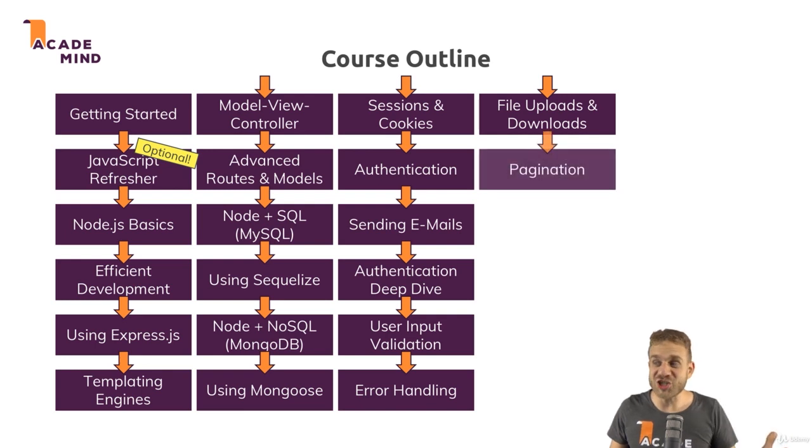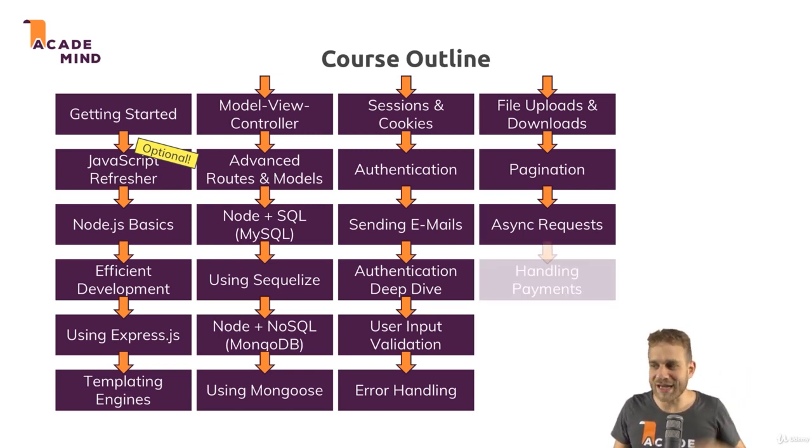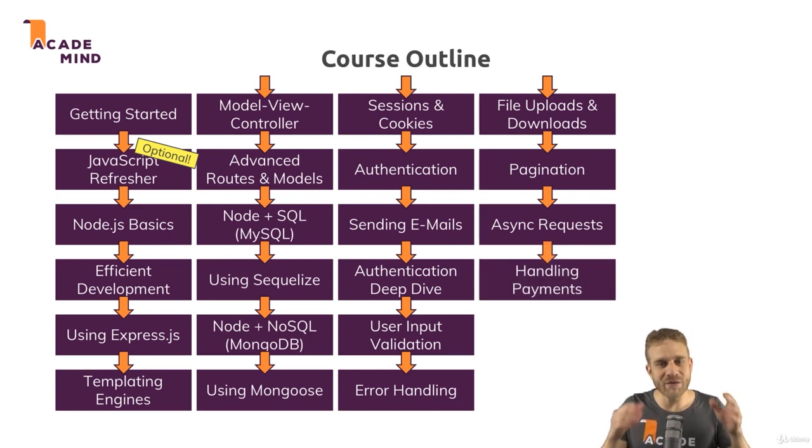We'll then have a look at pagination, so how we can return our data in chunks instead of all the data at once, which is not ideal for your bandwidth. We'll thereafter have a look at async requests, and I'll explain what that is and how we can handle it with Node.js. And we'll then dive into payments. How can we accept payments through a service called Stripe.js? Obviously something we'll need in any shop we build.